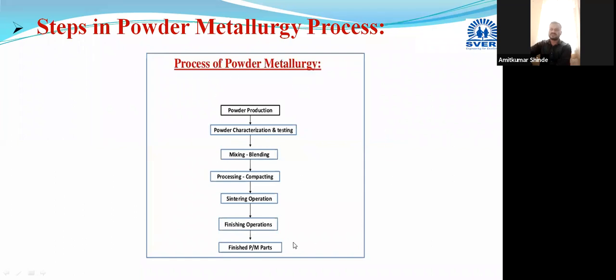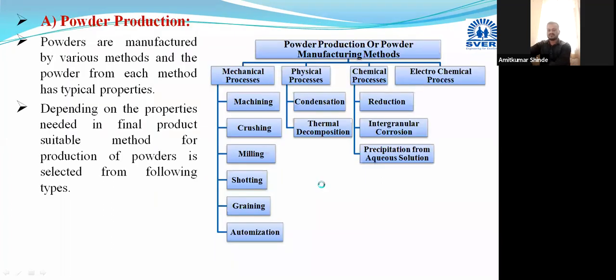In this simple chart also I have added powder production. Then sometimes we require powder characterization and testing, then mixing, blending, then compacting, sintering, and some finishing operations, and we will get the final product. These are the steps involved in manufacturing the component. Okay, now the first step involved is powder production.